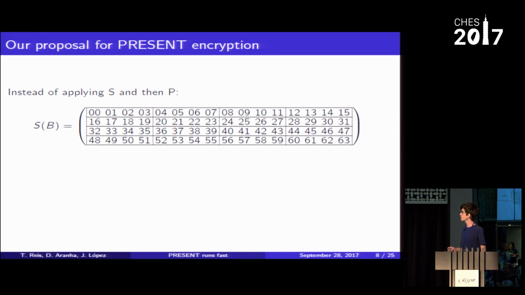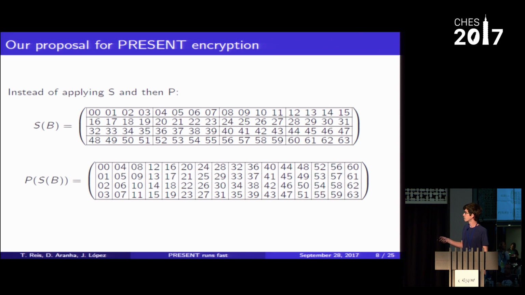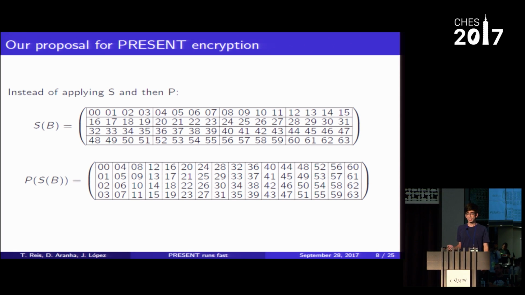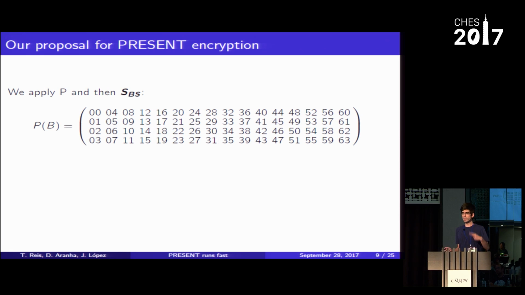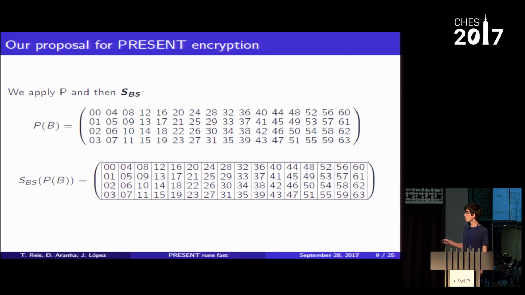In the original design of PRESENT, at each round we first apply S-boxes to each group of 4 consecutive bits of the state, and then we apply the permutation, changing these 4 consecutive bits into columns of the state. That's what we have seen before. What we're proposing is to first permute the state, and then apply the S-box not over 4 consecutive bits in a row, but over 4 consecutive bits in a column.